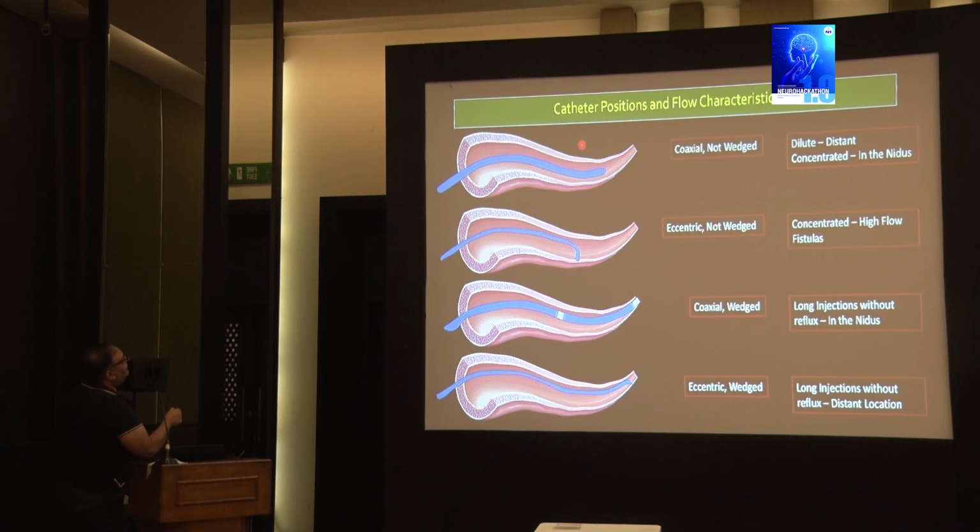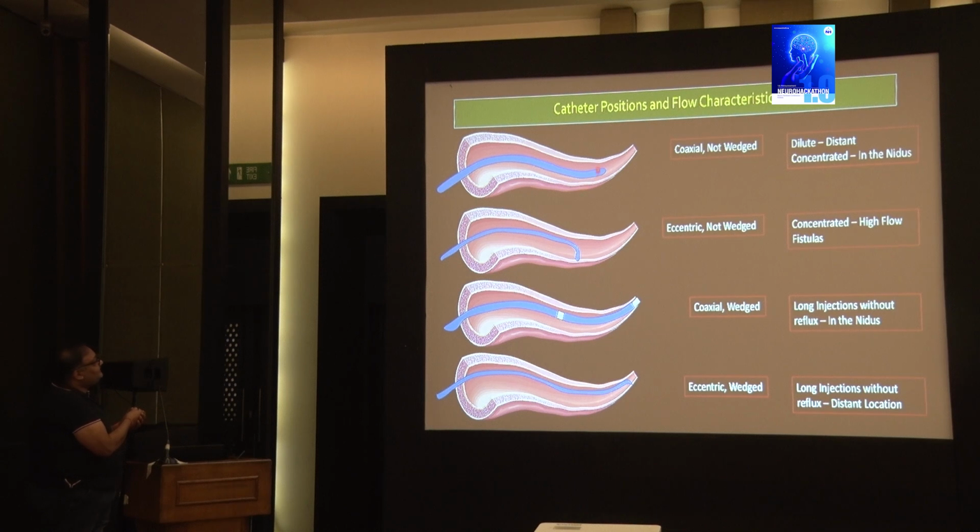If you have a flow-guided microcatheter in the center of the vessel, you can realize that this is a coaxial arrangement. In this situation, if you were to inject something, it is going to go along the laminar flow in the center of the vessel. This is very likely to go quite distal because you will have the flow around the catheter to carry all this material up to its distal end. So if you are not exactly in the AVM, but maybe a couple of millimeters proximal to the AVM, you can use this situation.